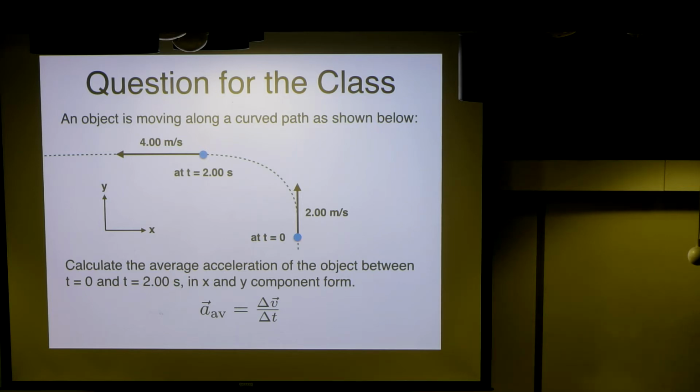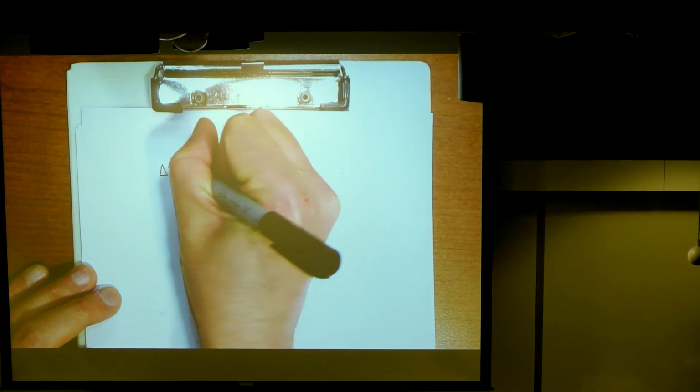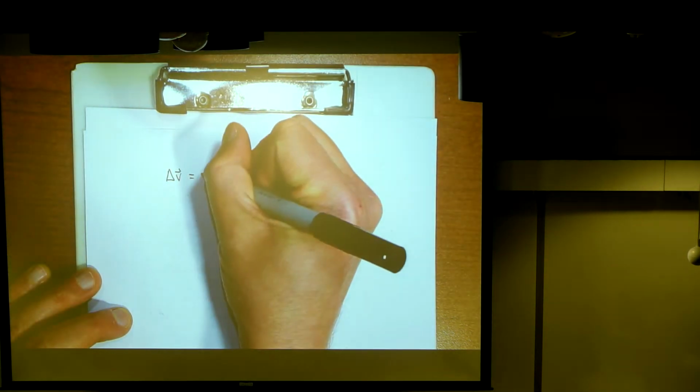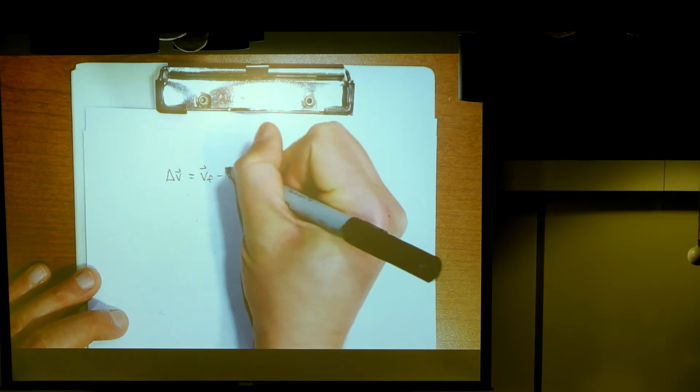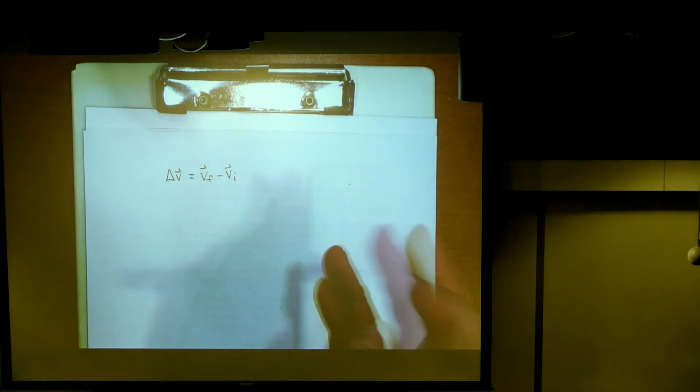Okay, let's go through this one. The first thing I'm going to do here is actually just write out what delta v is equal to. Delta v is our change in velocity. This is going to come into play, of course. We can think of this as v final minus v initial. And now, if I simply write each of these as a vector, I can subtract one from the other. Okay? So what is our final velocity?